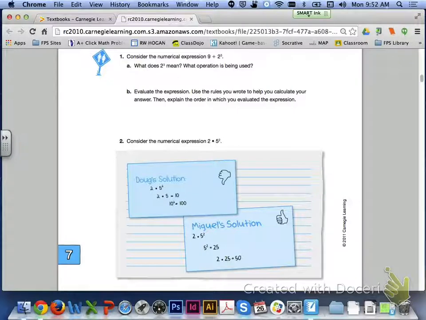In problem 2, we are going to take a look at exponents and parentheses. Let's take a look first at number 1. It says, consider the numerical expression 9 plus 2 cubed. Go ahead and answer letter A and letter B for number 1.